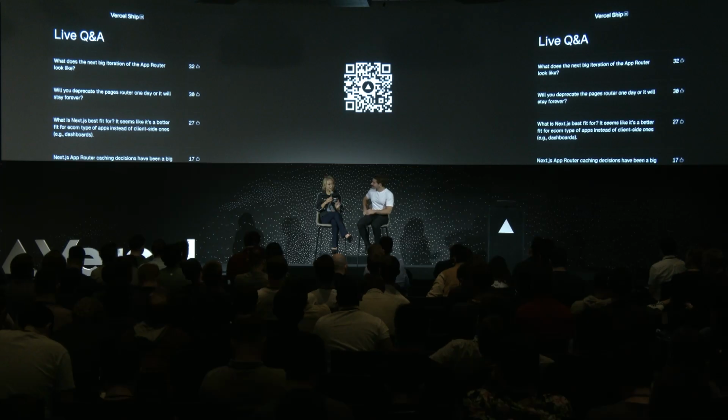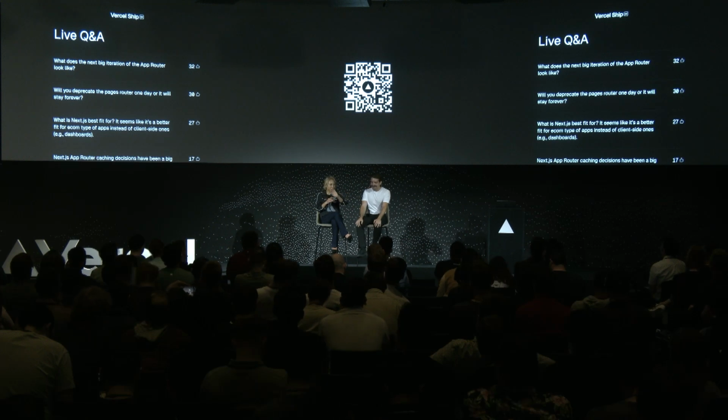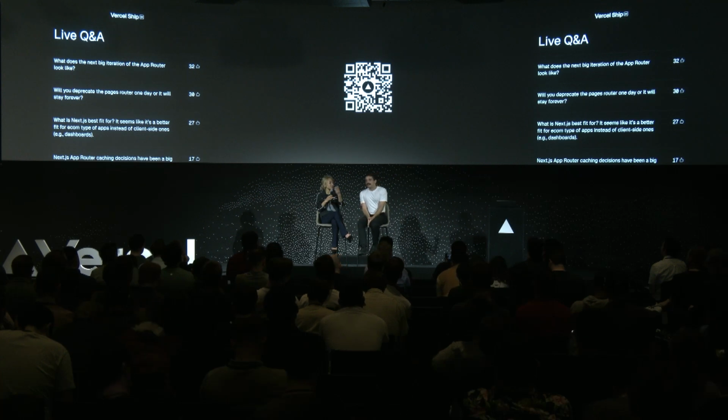Because V0 has taken off so much, it is today a separate product, a separate experience from Vercel. How do you think the future of hosting and front end plays out between these two things? Do they converge? Is it just magic AI in the end?